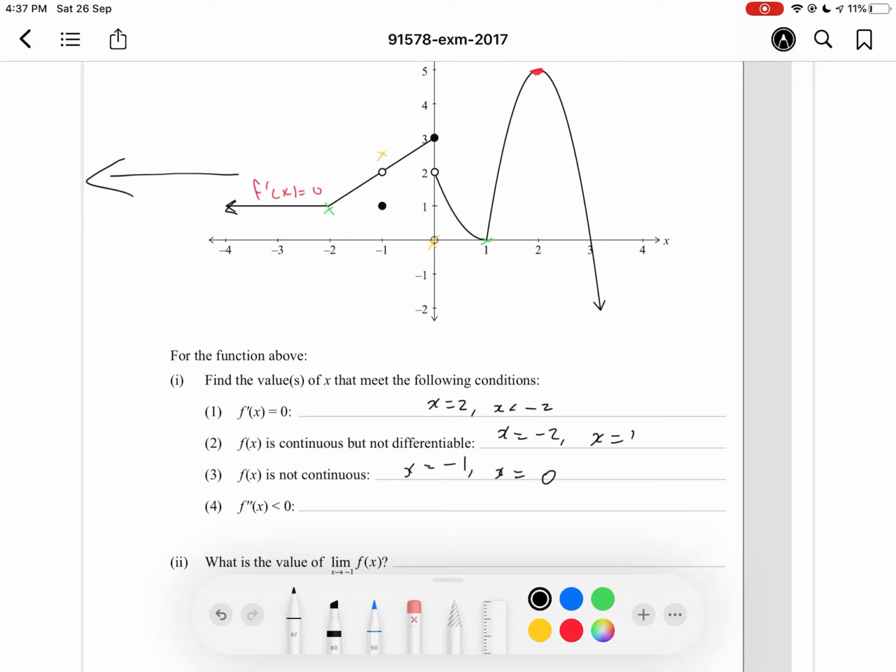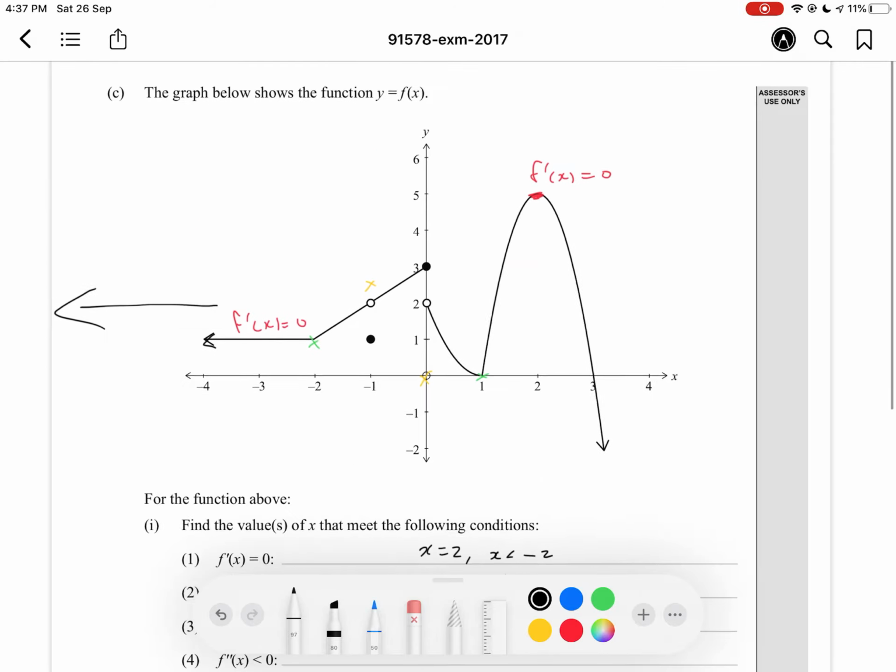Alright, so for question 4, the second derivative is less than 0, so that's our concave down. So whenever you see concave down, whenever you see less than 0, you can think of it as a sad parabola, because whenever you see concave down, you'll see the sad frowning shape, okay? It's an easier way to explain it.